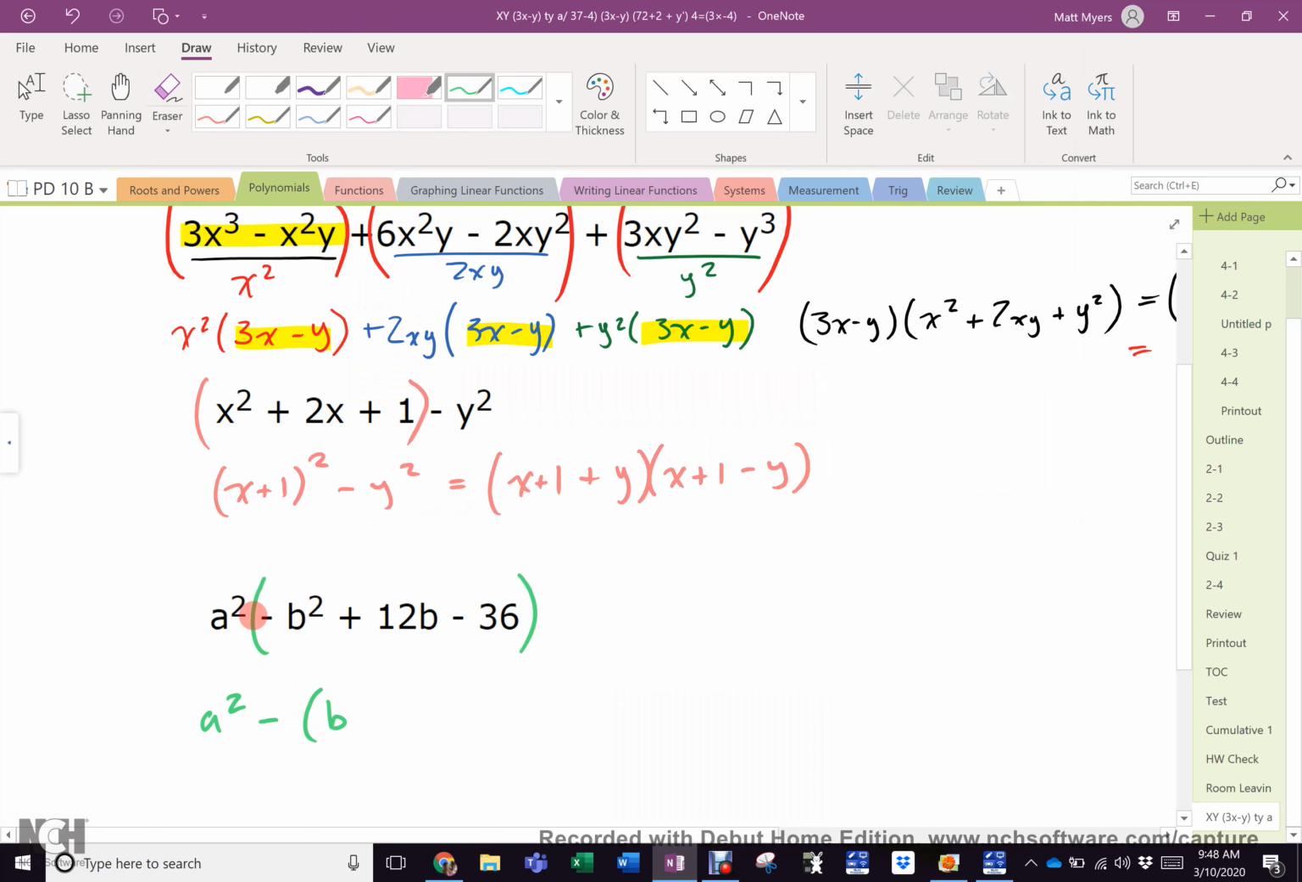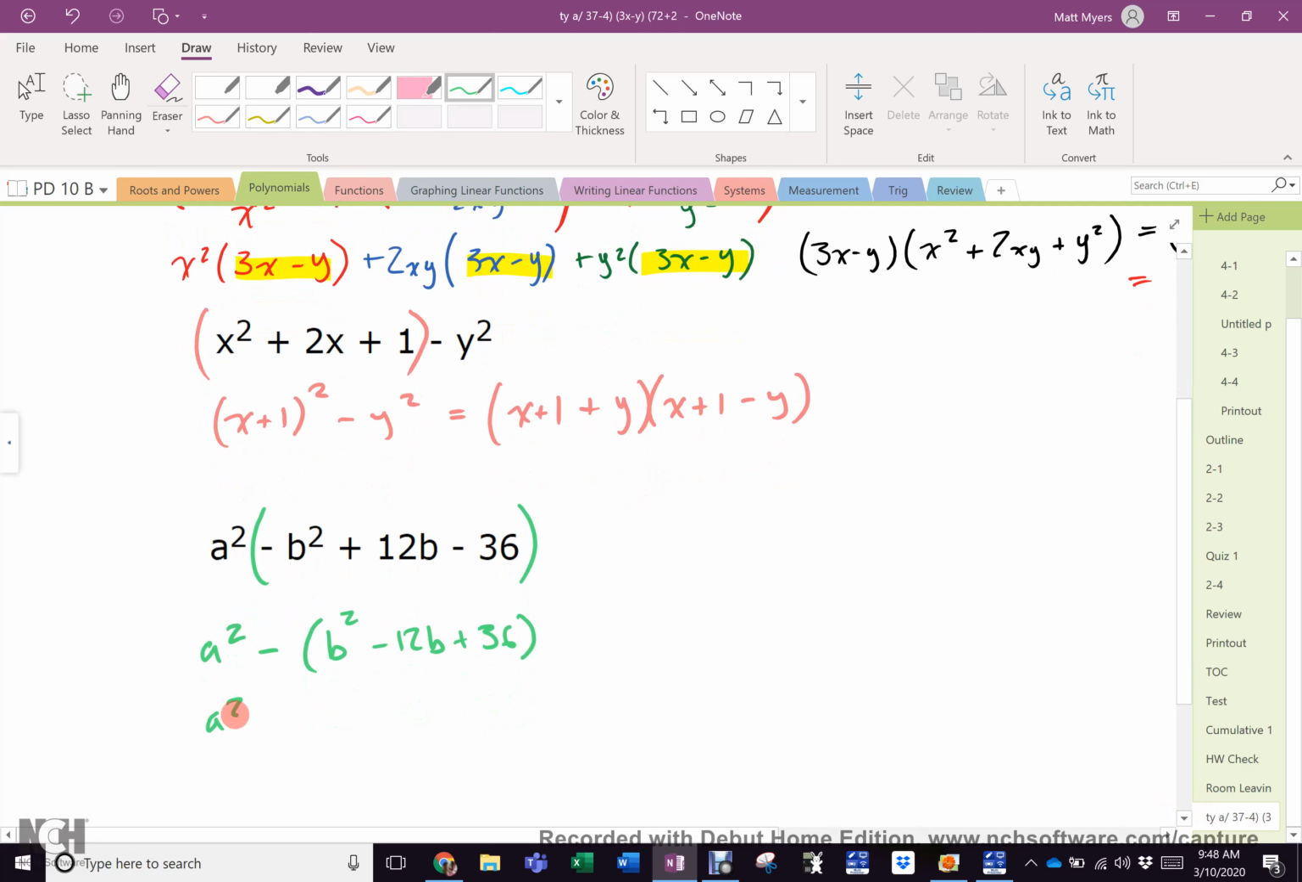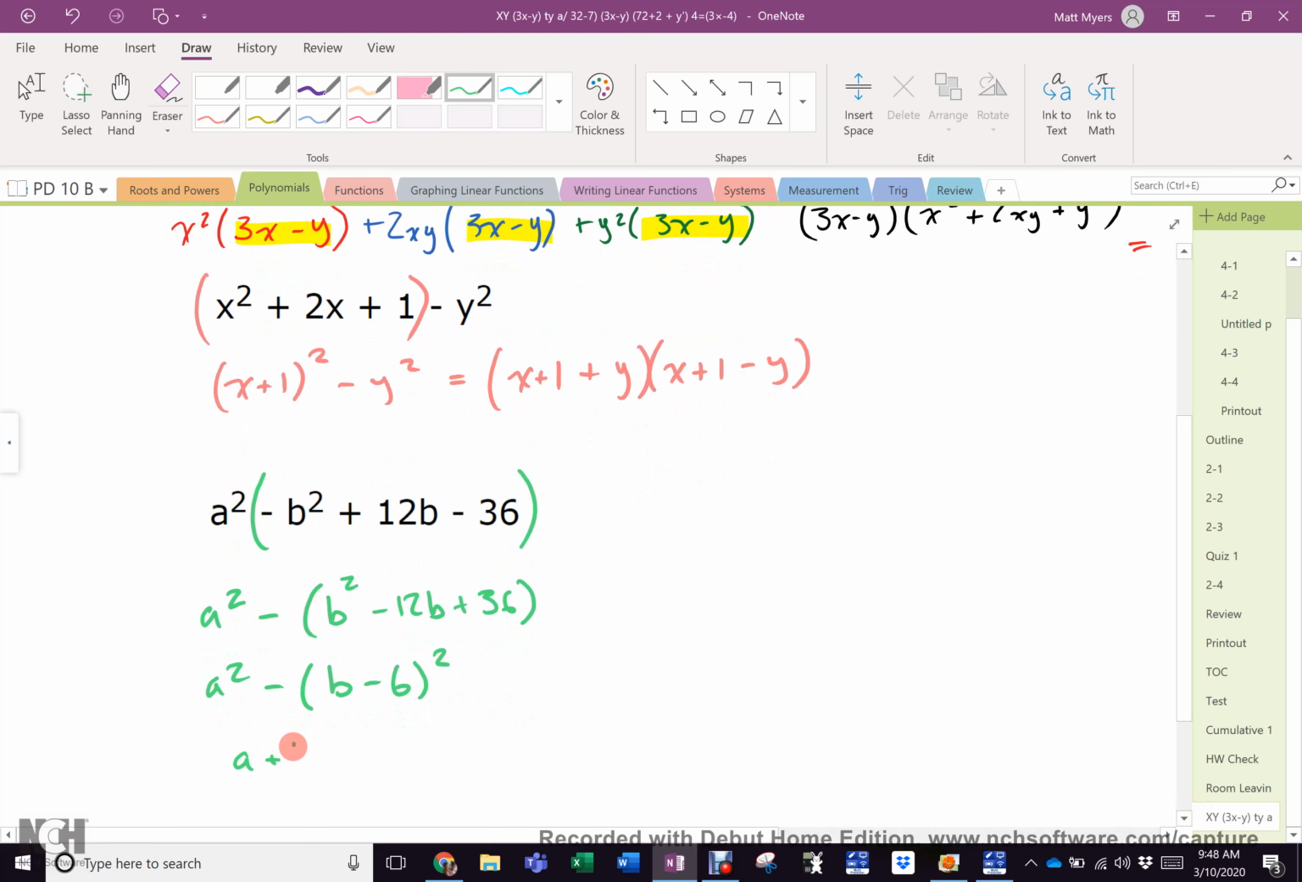But that's where your bracket needs to go. Because now what will you do with this? Take it out, right? And I get b squared minus 12b plus 36, yeah? And then that's a squared minus b minus 6 squared, yes? And isn't that squared minus squared? So I get a plus b minus 6 and a minus b minus 6.